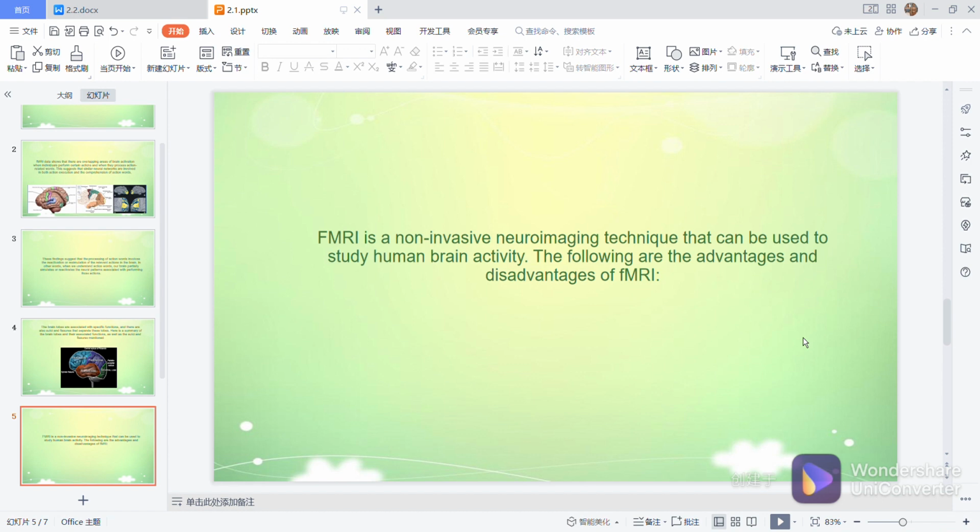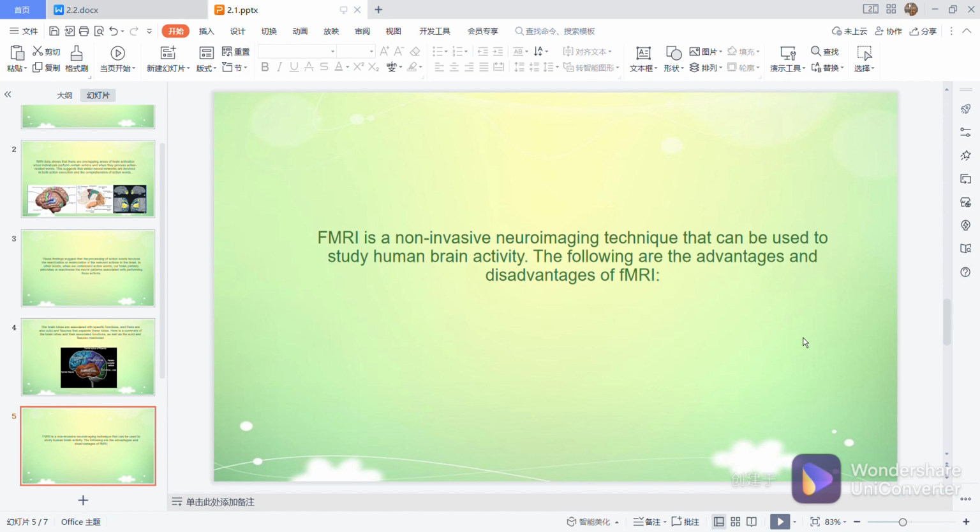Disadvantages: it has poor temporal resolution and can only detect the approximate time range of brain activity. For some neural activities, such as rapid cognitive processes or brief stimuli, it may not provide sufficient temporal resolution. Affected by factors such as head movement and breathing, it may lead to data noise and inaccuracy.